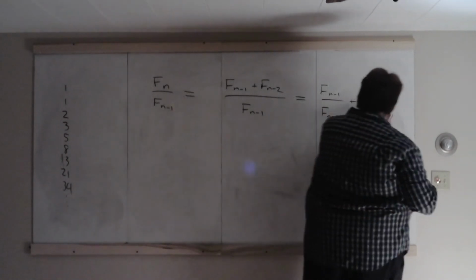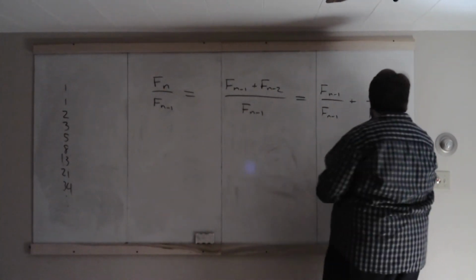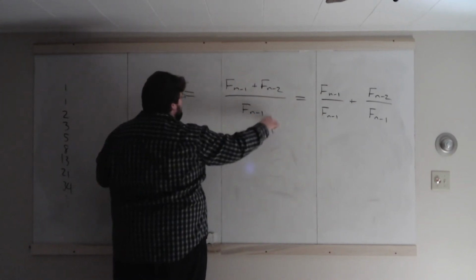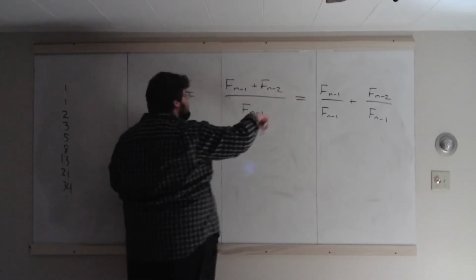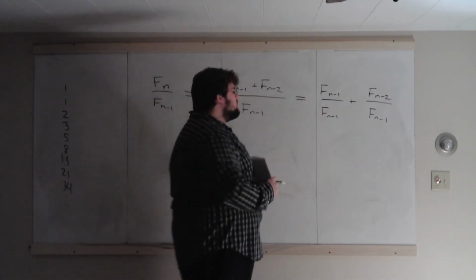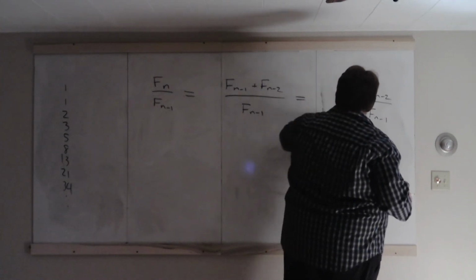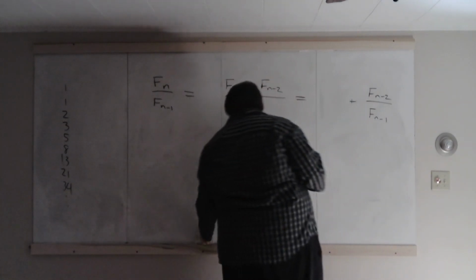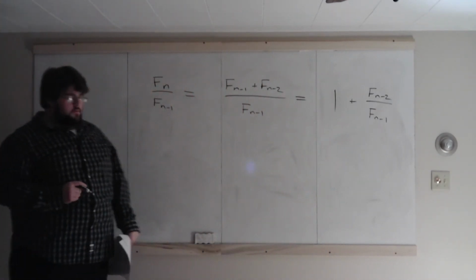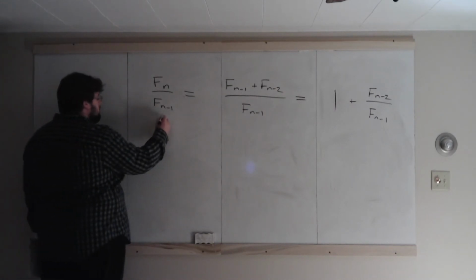We can reduce this fraction by splitting it through that addition sign on top. We can get Fn minus 1 over Fn minus 1 plus Fn minus 2 over Fn minus 1. And of course, this first thing is something divided by itself, so that's just 1. Well, that's great. We have this relatively complicated looking equation. But remember what we're looking at.